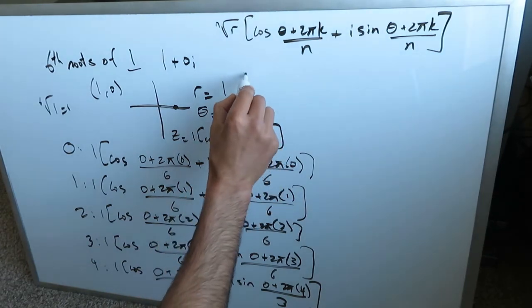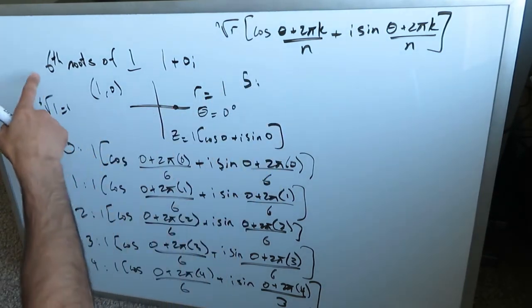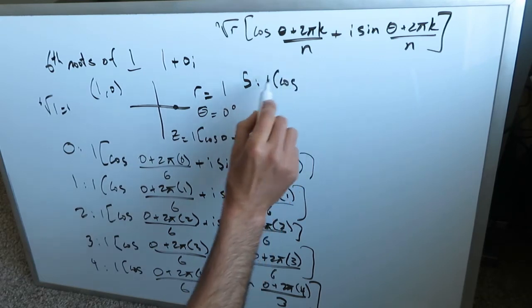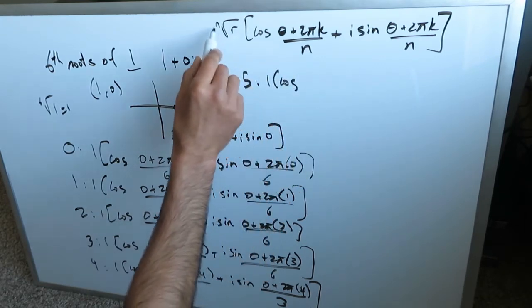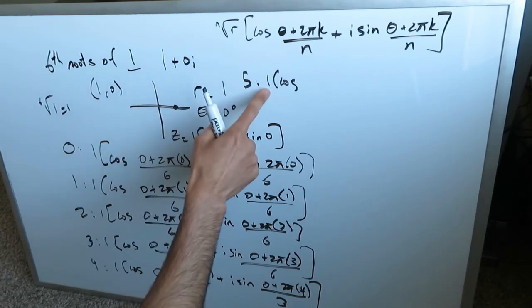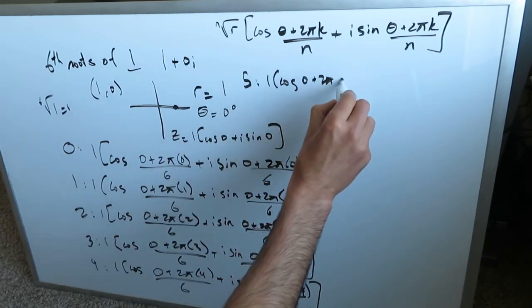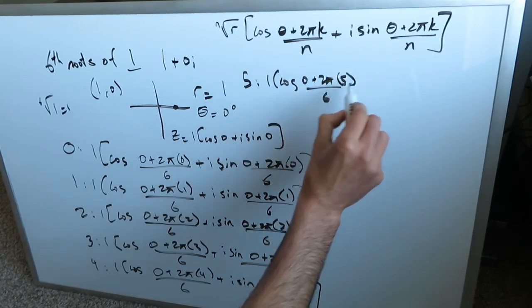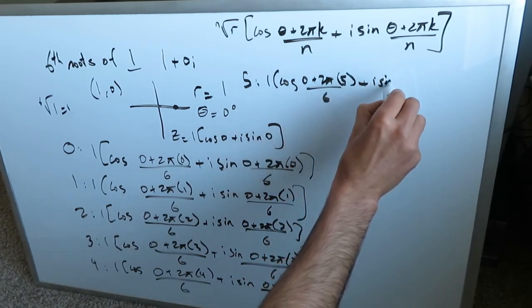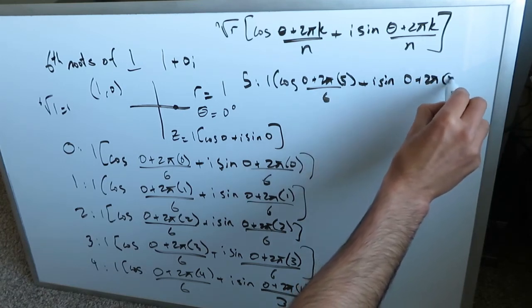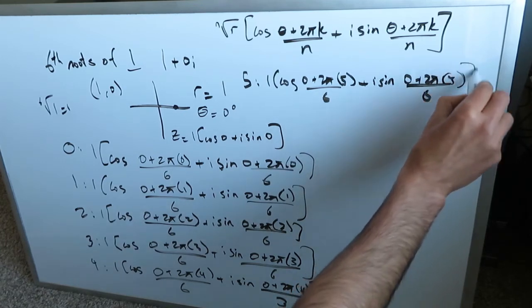My fifth term of these 6 roots will be 1 times cosine. Remember, this is this part right here, the nth root of r. 6th root of 1 is 1. Cosine 0 plus 2 pi times 5 over 6 plus i sine 0 plus 2 pi times 5 over 6.